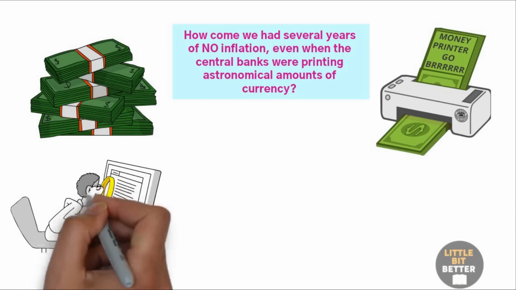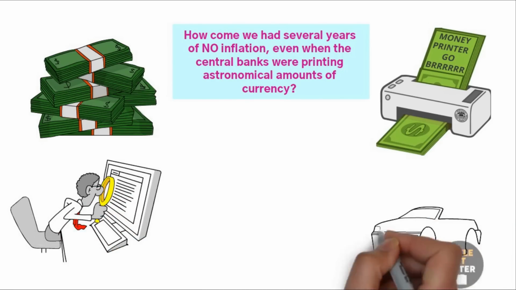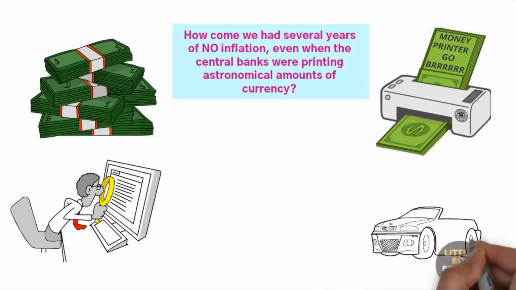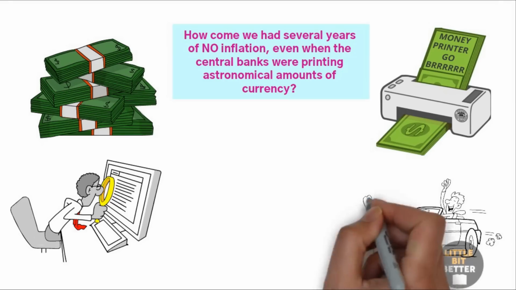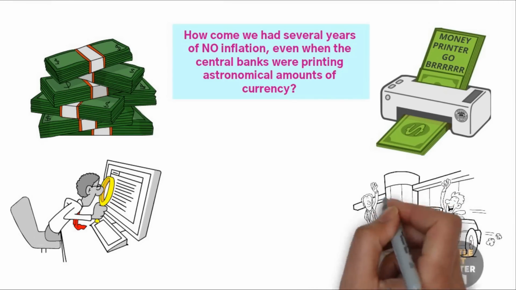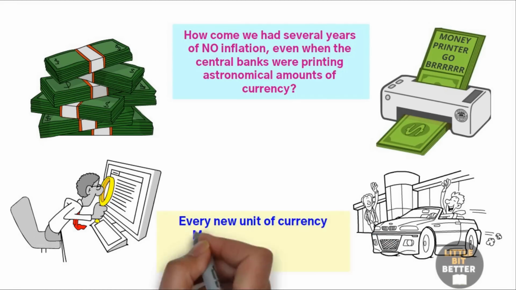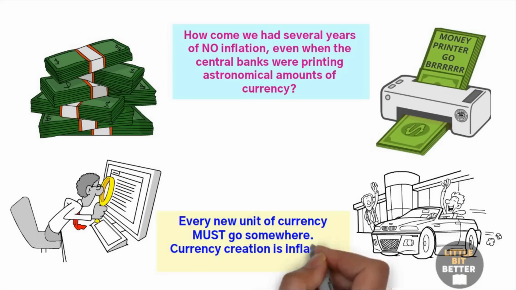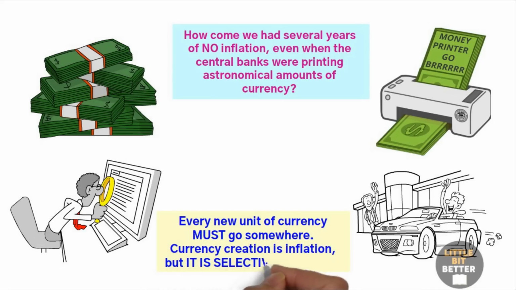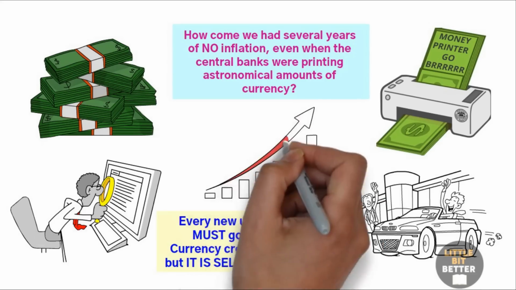Perhaps you didn't notice severe inflation from 2000 to 2020 because most retail goods remained relatively cheap. But you certainly did notice that the rich were getting richer, stock market and real estate were going up. Remember this, every new unit of currency must go somewhere. Currency creation is inflation, but it is selective inflation. This is the main reason why the stock market has been going up and the rich are getting richer.